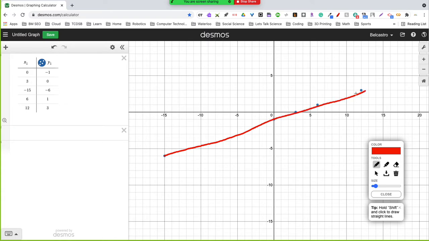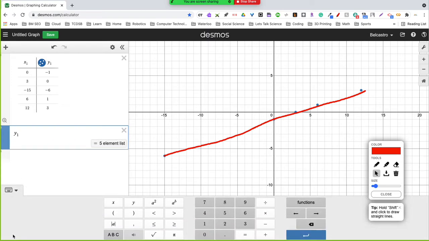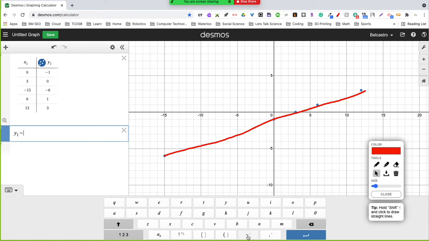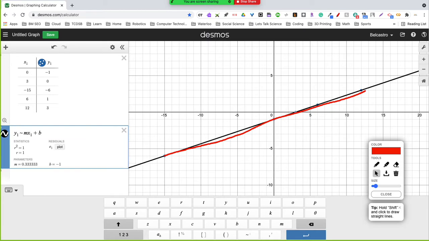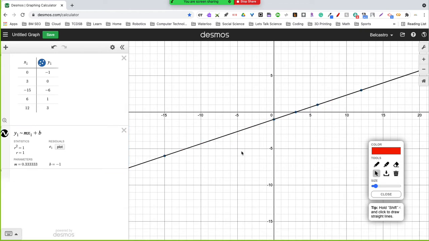It looks kind of linear, but I'm not sure it is. I can do a quick linear regression on this. I can say y1 tilde m at x1 plus b. I'm going to take away my graph here, and it looks like this perfectly fits a line. In fact, the y-intercept is -1, and the slope is 1/3.